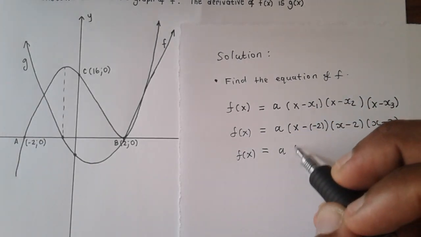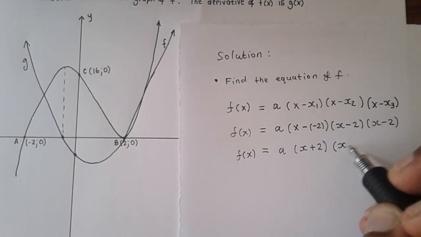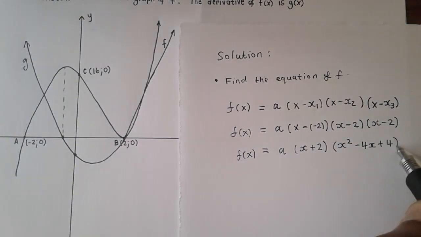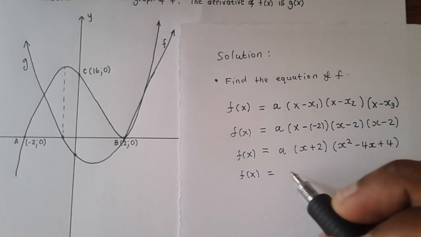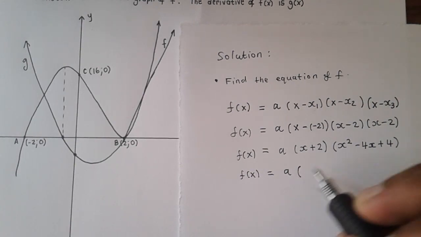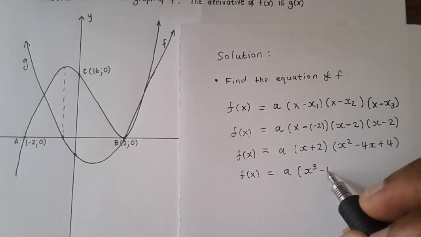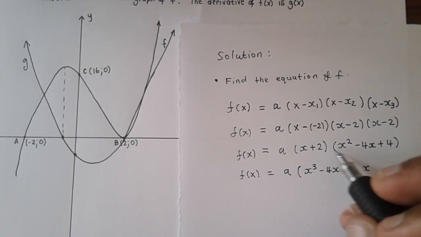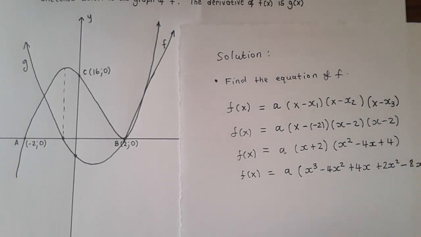We're going to have a, and then we're going to have x plus 2. Let's start multiplying this out. We're going to have x squared minus 4x plus 4. Okay, so f of x is equal to a, and if we multiply that out, we're going to have x cubed for the first one. Then we're going to have minus 4x squared. Then we're going to have plus 4x. Then we're going to have plus 2x squared minus 8x.